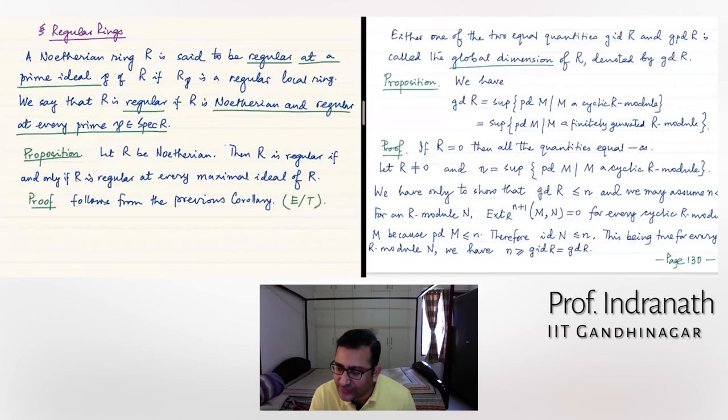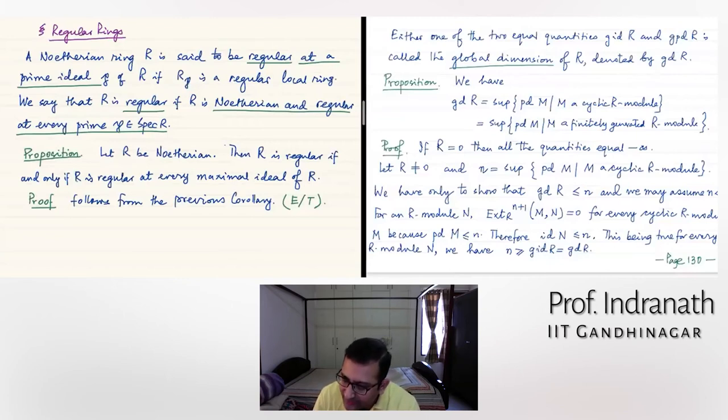Now we will be more specific. We are extending the definition. We are saying that a Noetherian ring R is regular at a prime ideal P, so you can see I've dropped "local", if the localization R_P is a regular local ring. Then you say that it's regular at the prime ideal P. And we say that R is regular if R is Noetherian and regular at every prime ideal P. So this is the definition of regular.